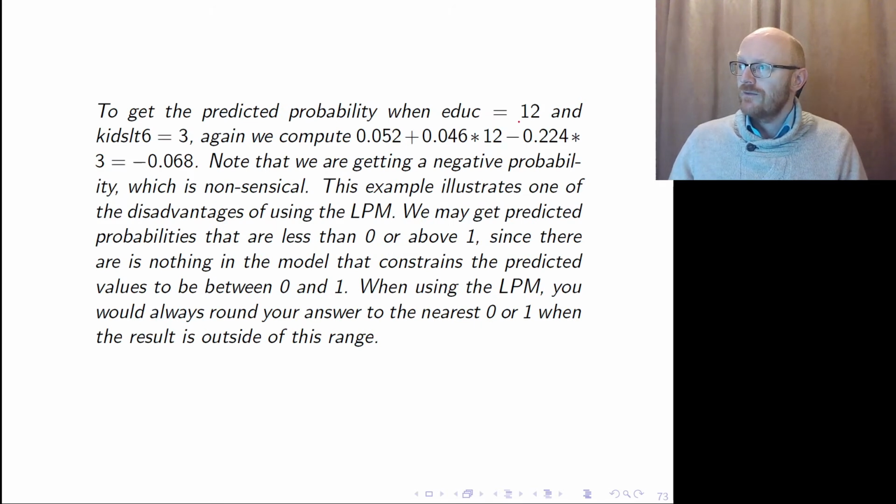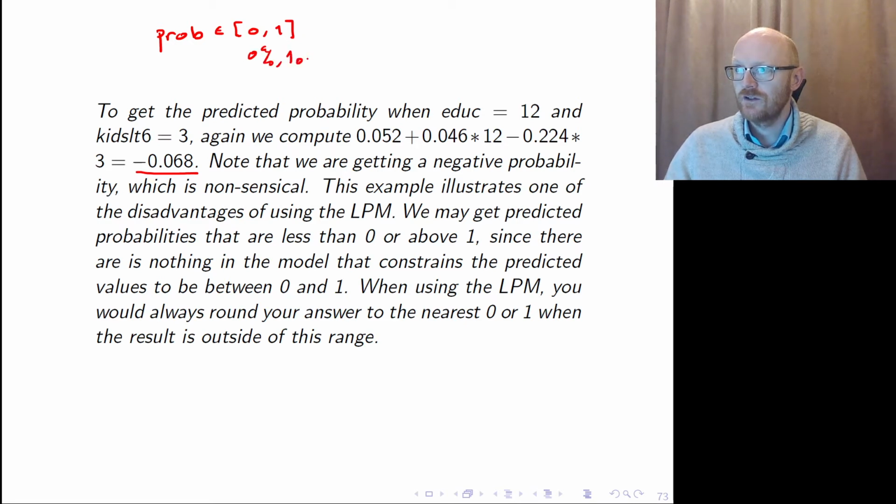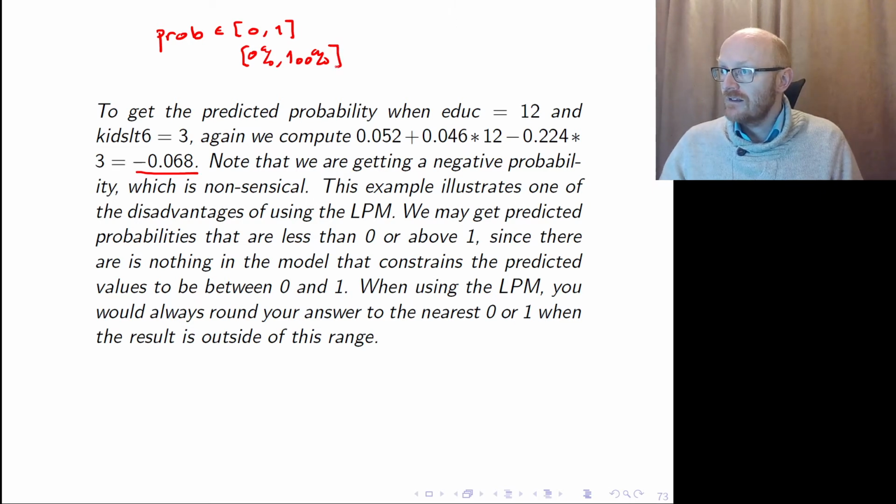Okay, what if she has 3 kids less than 6 years old? Then we just plug into the equation, and we get a number of negative 0.068. This is negative, and you know that probability is a number between 0 and 1, okay, which is equal to 0% to 100%, right? It's the same, which means that our model gives us a negative probability, which is impossible.